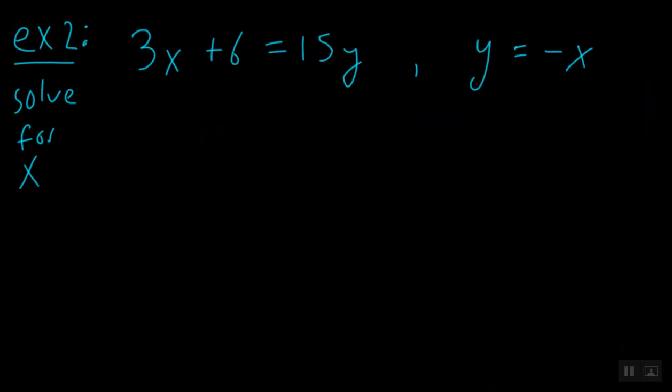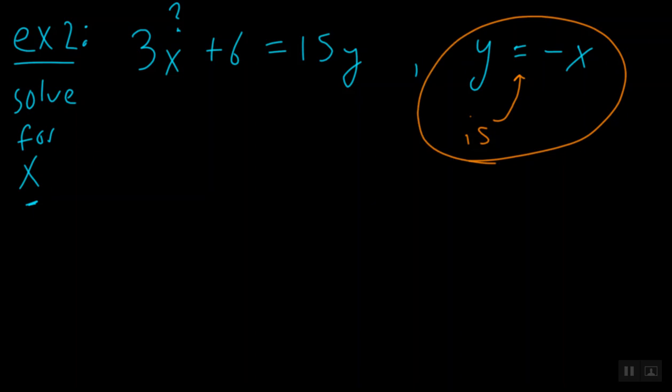Okay, now example 2 says solve for x. So we want to figure out, okay, well wait a second, what is x? And we have 3x + 6 = 15y, where we're given y = -x. Now once again, I want you to write y = -x, and I want you to write this word "is." We are saying that y is negative x. So if I go through here left to right, and I'm going to say, okay, well 3x + 6 equals 15y. Well, wait a second. What is y? Well, y is negative x.